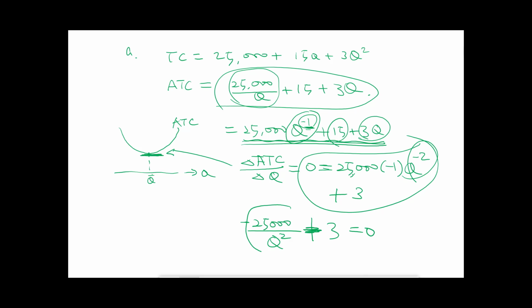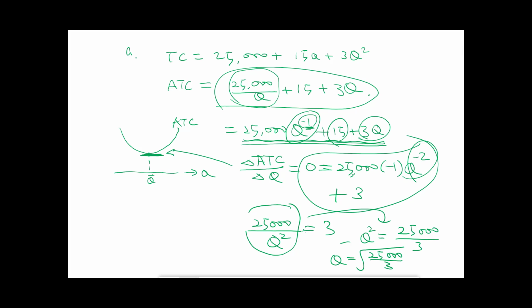So this can be moved to the other side, right? So I can rewrite this equation as this. Therefore, we can say Q square is nothing but 25,000 divided by 3. Therefore, Q equals the square root of 25,000 divided by 3, right? So that is about, if you use a calculator, 91.287, which is about 91 output. So that's the part of the answer to question A.